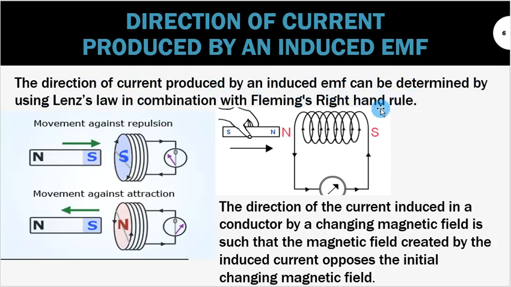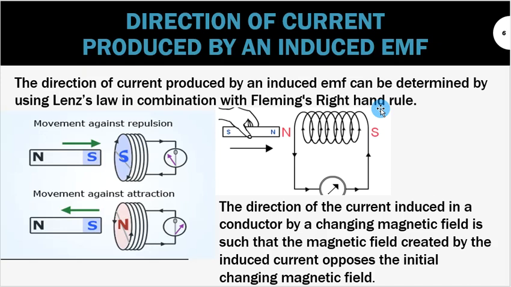Now the right-hand rule we already covered when we were looking at the magnetic effect of an electric current, where we used the right hand, the thumb representing the direction of the North Pole, and the fingers curling in the direction in which current is moving. So the only thing I need to introduce, which is new here, is Lenz's law.